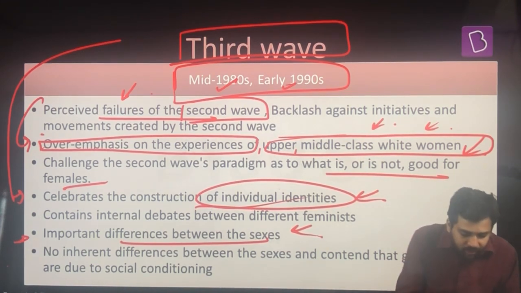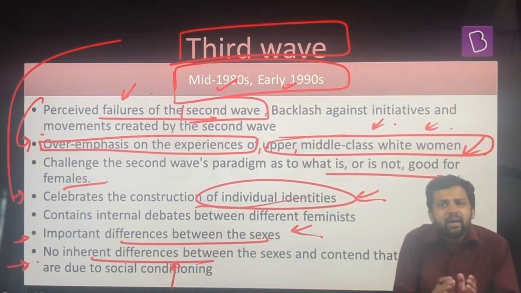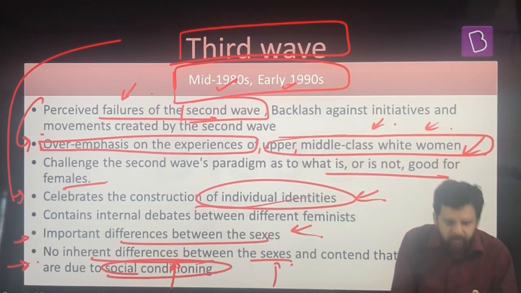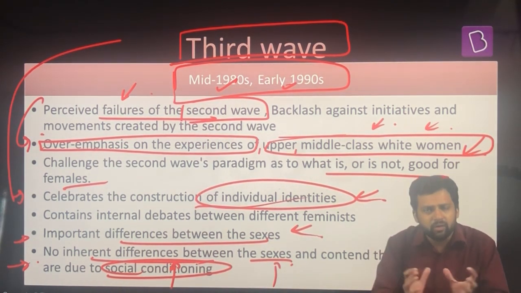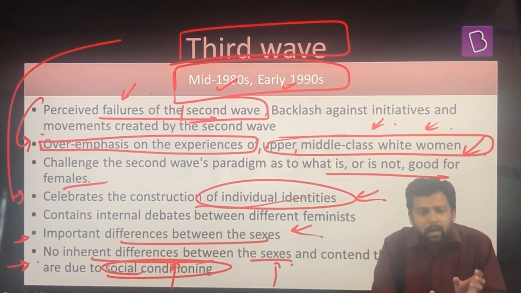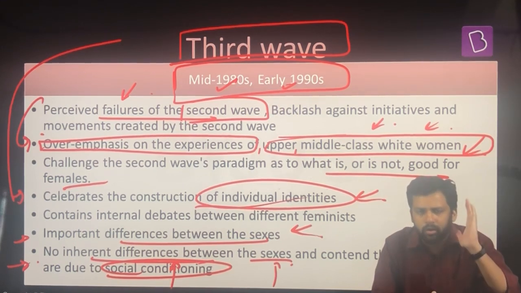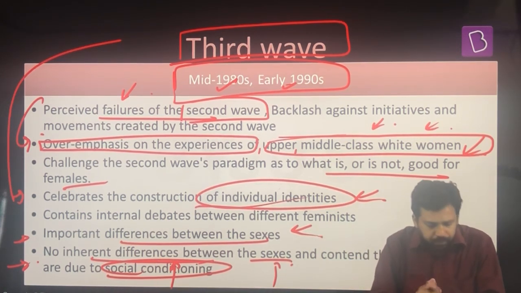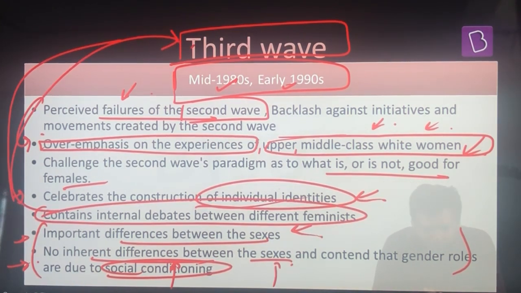But at the same time, there will be some other feminists in this phase who say that there are no inherent differences between the sexes. They feel that the different roles allocated to women are just because of social conditioning. Society has decided; the prominent members of society, or the culture of society, have played a very important role in saying that you are female, so you should take up these roles. Child rearing or homemaking is the task that you have to do, and men should go out and work. So these internal debates are also part of the third wave of feminism.